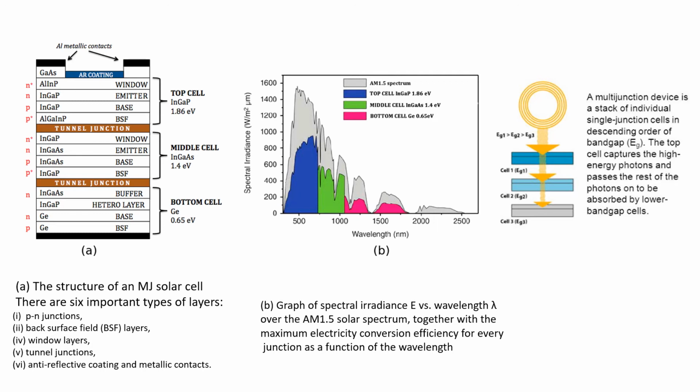A multi-junction device is a stack of individual single-junction cells in descending order of the band gap. The top cell captures the highest energy photons and passes the rest of the photons on to be absorbed by lower band gap cells.